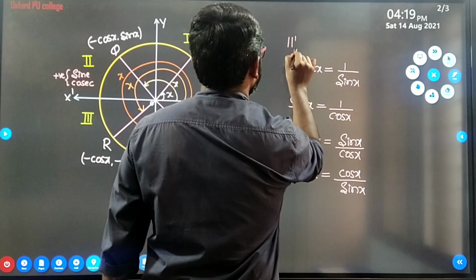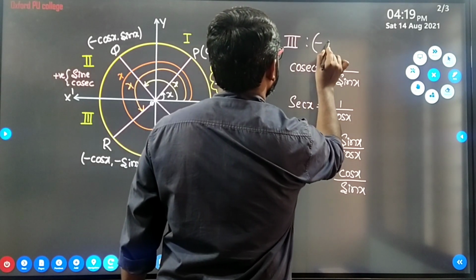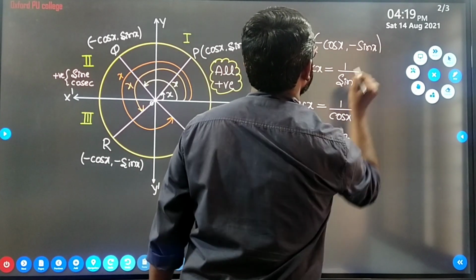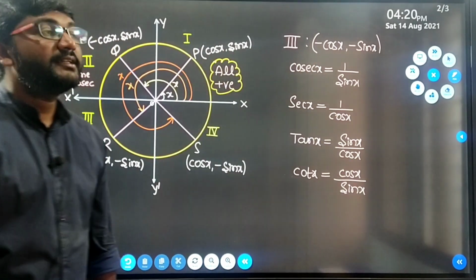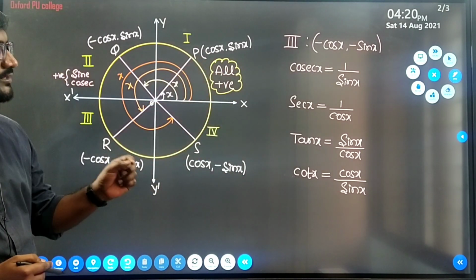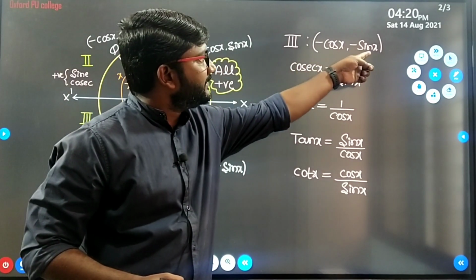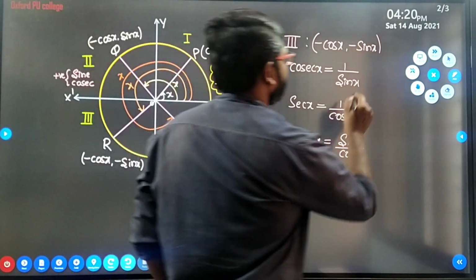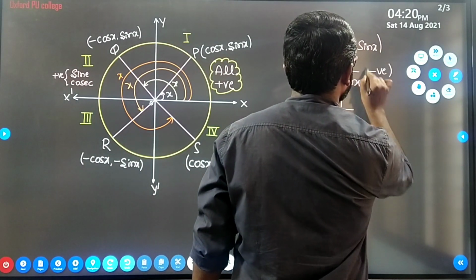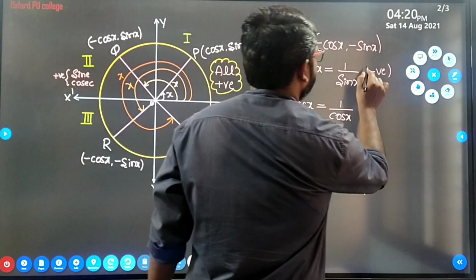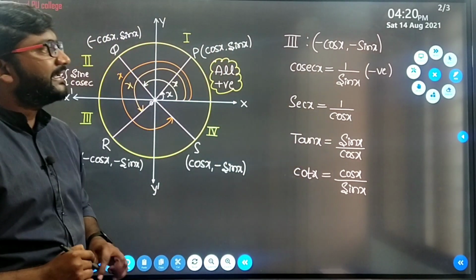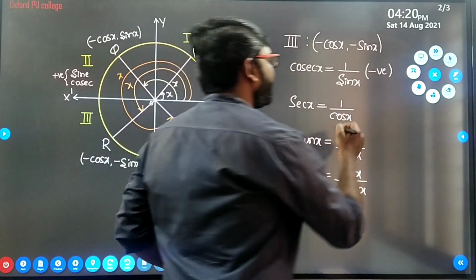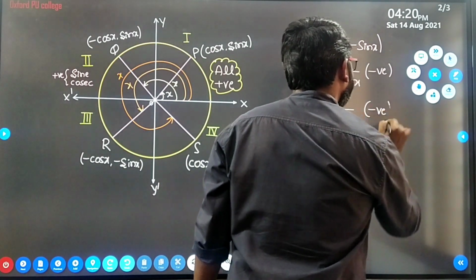So quadrant 3. What are the points now? Minus cos x, comma minus sin x. Now let us start with cosecant x. Cosecant x equals 1 by sin x. So sin x is negative in the third quadrant. If sin x is negative, cosecant x will also be negative. Then secant x is nothing but 1 by cos x. Cos x is negative in the third quadrant, so secant x will also be negative.